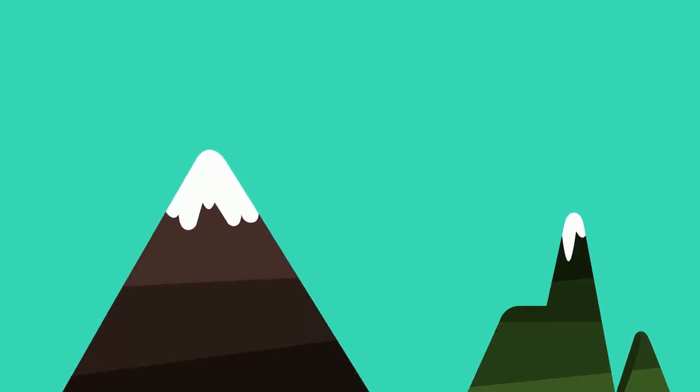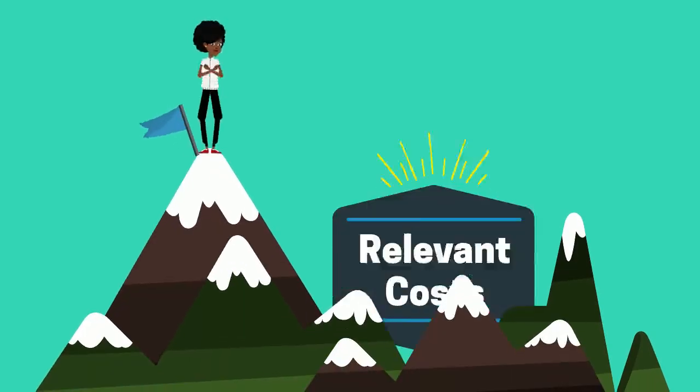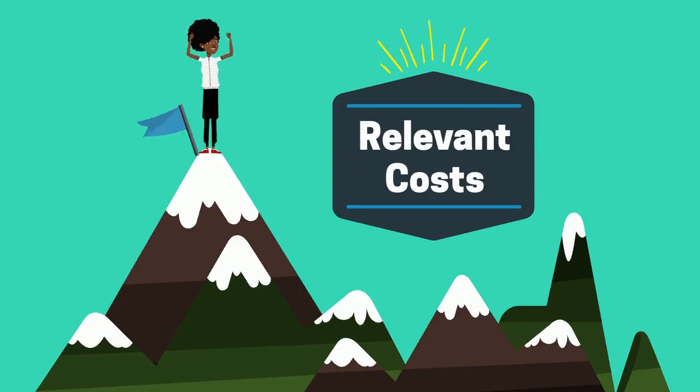We've already mentioned this cost, but it bears repeating. Relevant costs. These are the only costs we should consider when making a decision. These are the only ones that matter. Irrelevant costs don't, and should not even be presented or considered when making a decision.